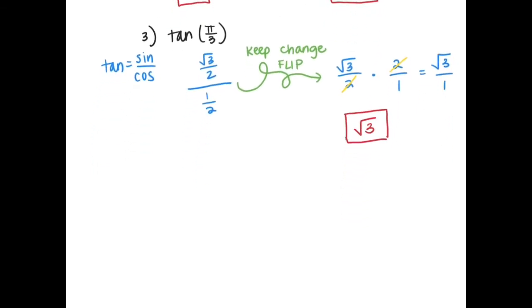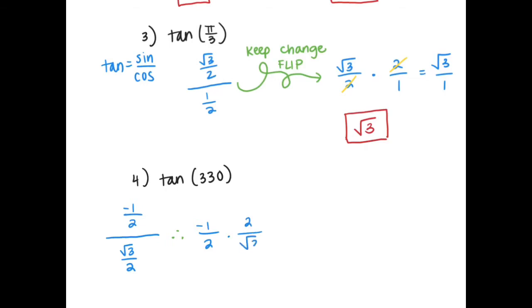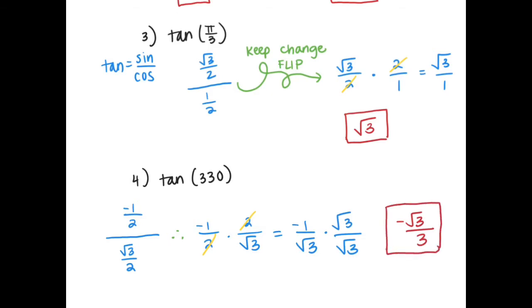Let's take a look at that again. This time I want to consider tan 330 degrees. So find 330 degrees on your unit circle. This time I'm going to have negative 1/2 from sine and root 3 over 2 from cosine. Keep, change, flip. So that's going to give me negative 1/2 times 2 over root 3. My 2's cancel, so I have negative 1 over root 3. Don't forget to rationalize the denominator. So I'm going to have negative root 3 over 3.